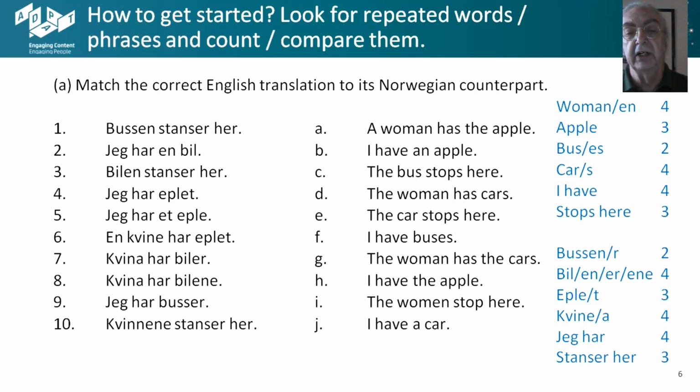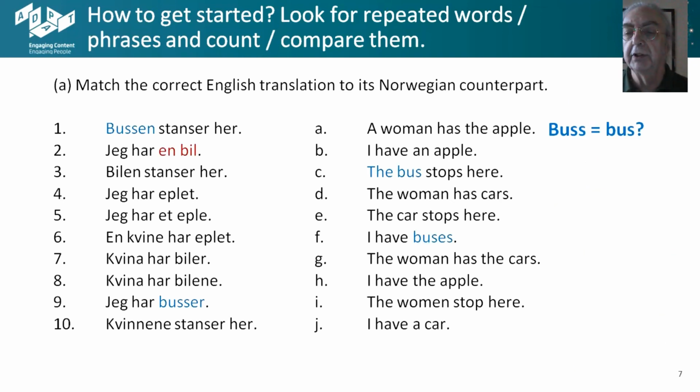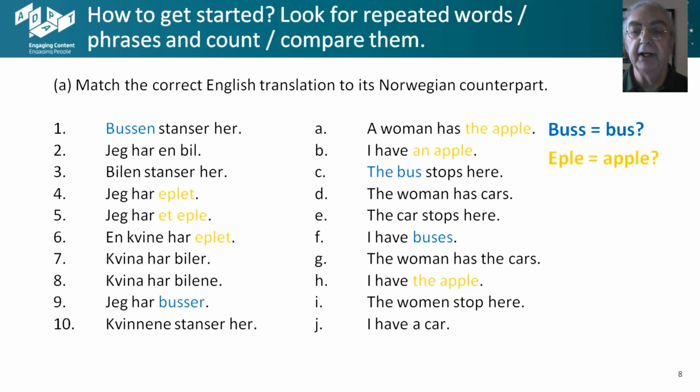There's only 2 occurrences of the word bus, and there's only 2 occurrences of the word buss in Norwegian, if that's how you pronounce it. So that immediately tells you that those 2 probably match up. Now, Norwegian and English being related languages, perhaps you could have guessed that, but it's better to do it methodically to be sure that you've got the right answer. So we can say that bus is bus, and that's highlighted in blue here. And you'll remember that apple occurs 3 times, so we can probably agree that eple is apple, and again there's a similarity because they're cognates.